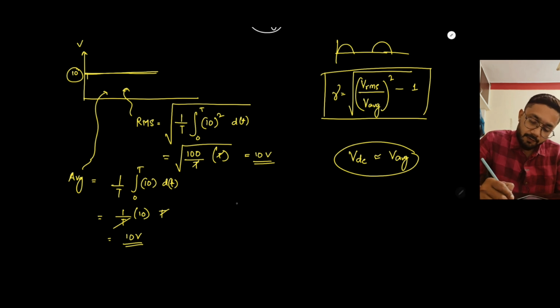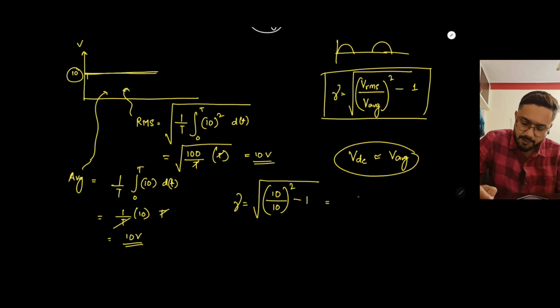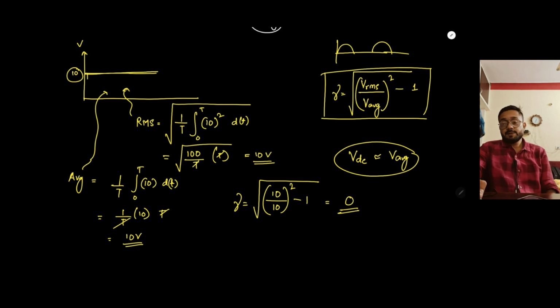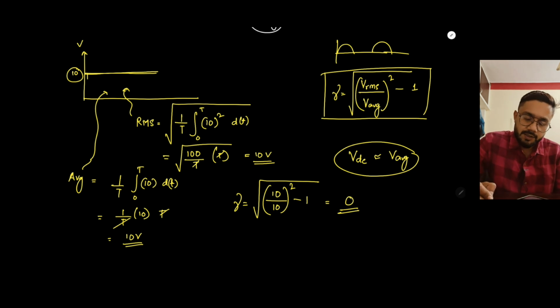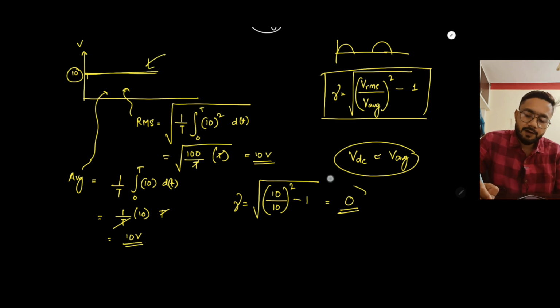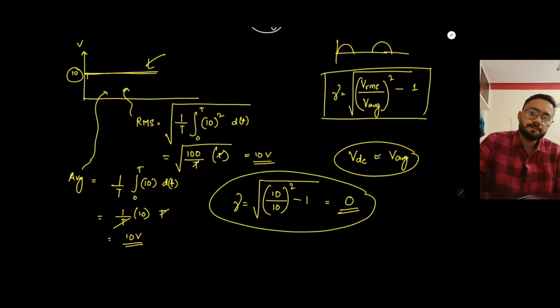So what will be the ripple factor now? The ripple factor is the square root of (RMS by average) whole squared minus 1. RMS is 10, average is 10, so it is equal to 0. So as expected, there are no ripples in this waveform and the ripple factor is 0. Fine.